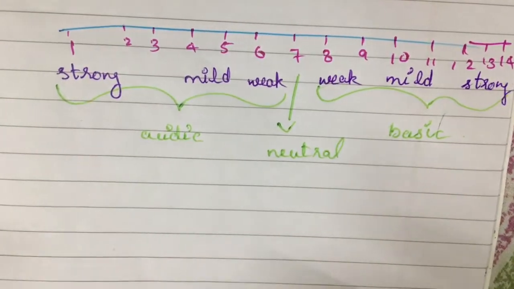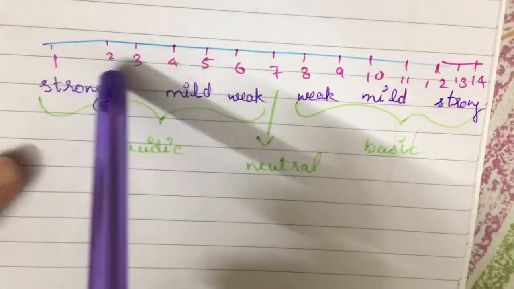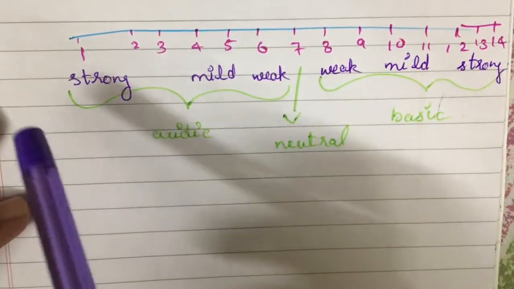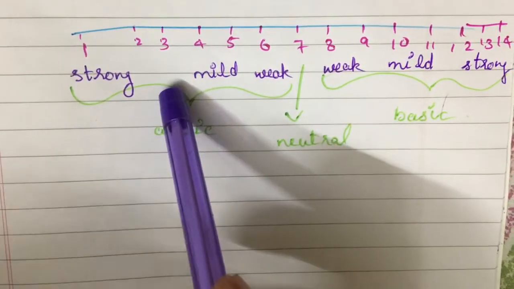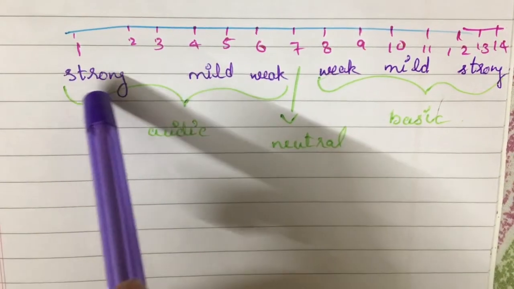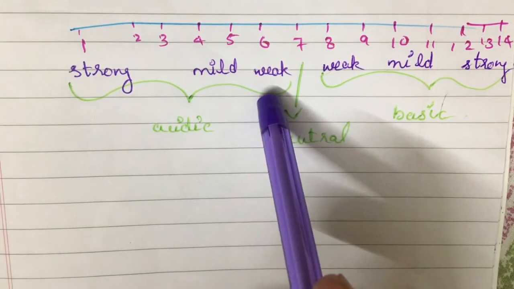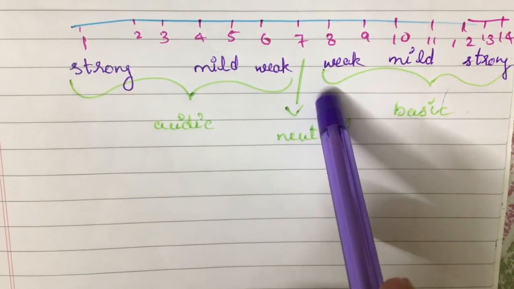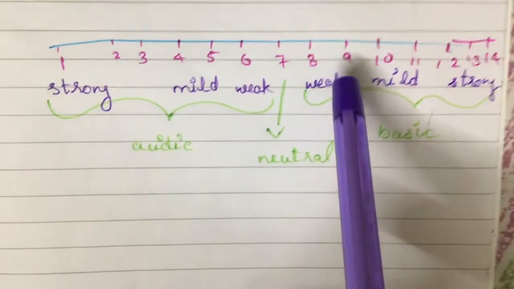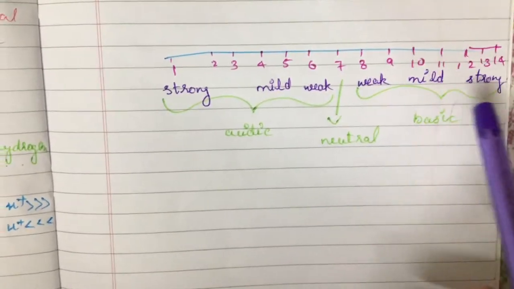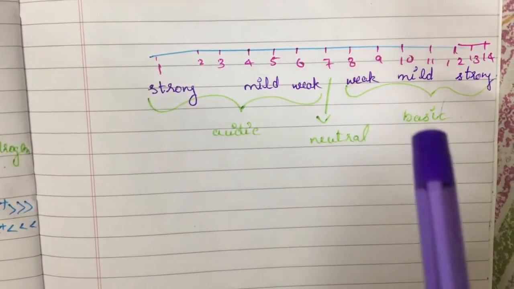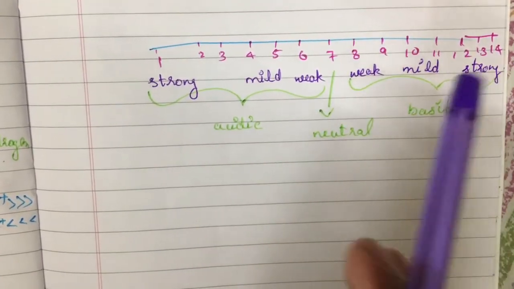That is, if the pH value is very less, almost 1, they will be strong acid. An example can be taken as concentrated sulfuric acid. And as the value increases, the strength of the acid will decrease. That is, they will be somewhat mild, then weak. Then pH value high means the basic strength increases. So from 8 it will be weak, then mild, then strong.